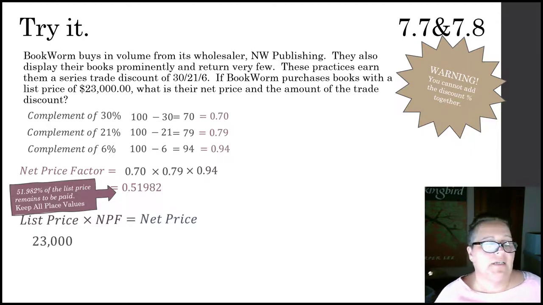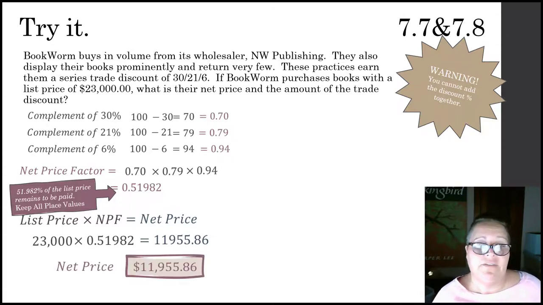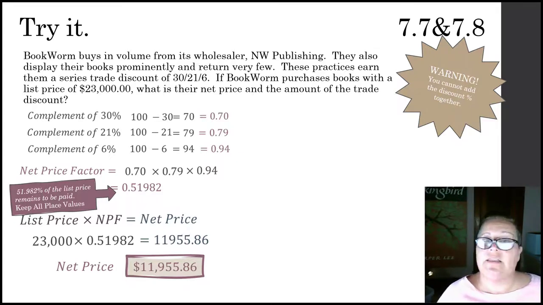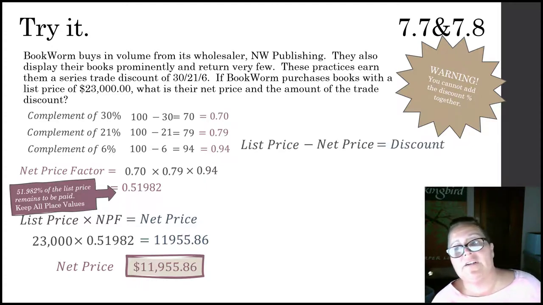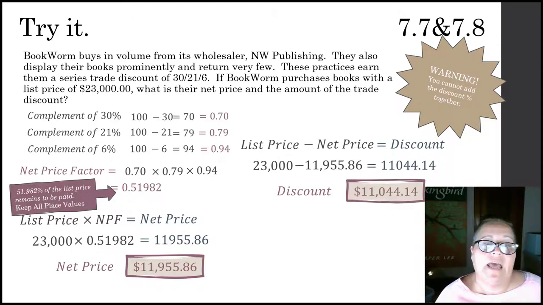So 23,000 times 0.51982 is going to give us $11,955.86. This gives us a net price of $11,955.86. The second piece of this is finding the discount amount. Just like we did before, we can do list price minus net price to get our discount amount. So I can do 23,000 minus 11,955.86. That's going to give me 11,044.14, so my discount amount is $11,044.14.